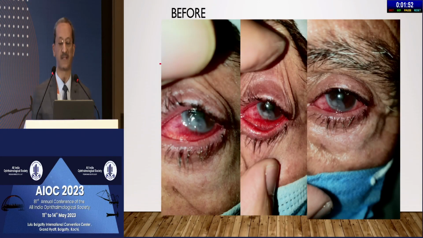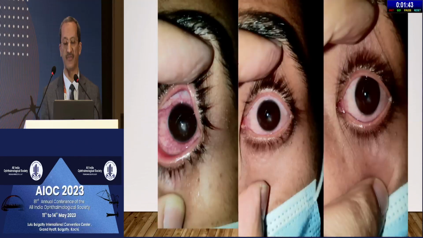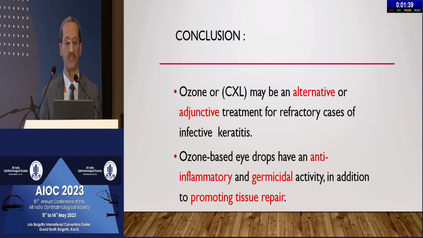And these are photographs of some patients with ozone, pre and after application of more than 1 session of ozone. This is another patient. So to conclude, ozone may be an alternative and adjunctive treatment for refractory cases of fungal keratitis. It has anti-inflammatory and germicidal activity. In addition, it promotes tissue repair.